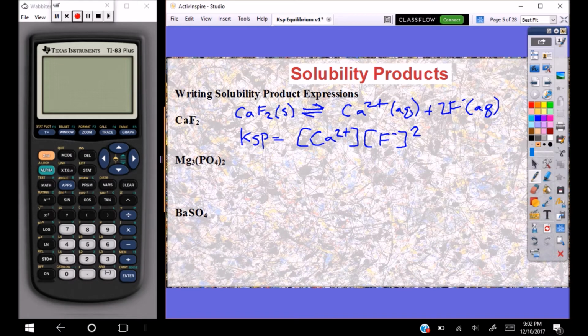Okay? So take a moment and tell me what the Ksp expressions would be for the next 2 compounds. You may have to review some of your charges. Phosphate is a 3- charge, and sulfate is a 2- charge. Good luck.